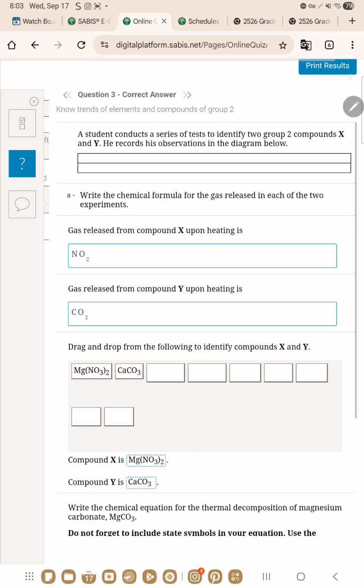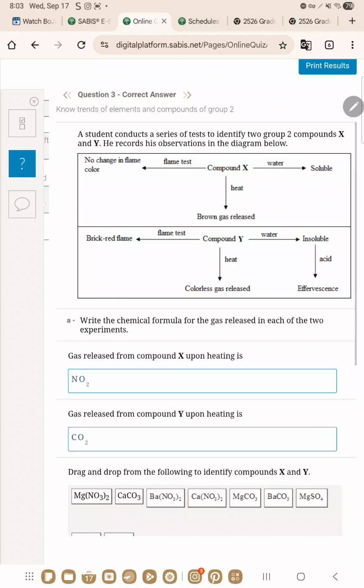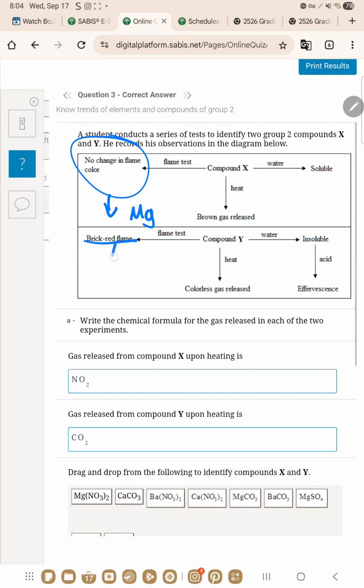Moving on. Here you really need to focus, because you also need to notice a few things. The only group 2 metal that does not have a color is magnesium, so you take the hint that this is magnesium. And the only flame that's brick red is calcium.